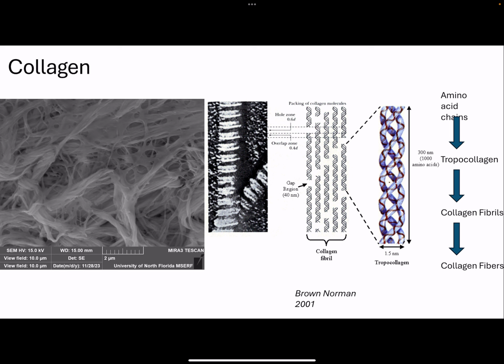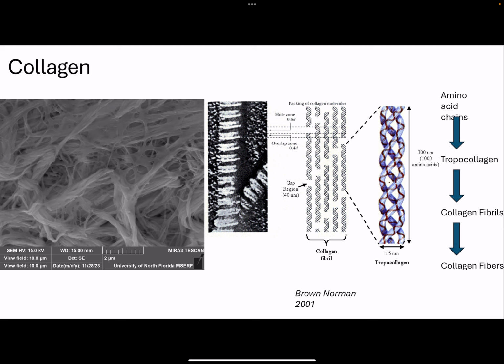Now, when collagen fibrils are made, they're about 100 nanometers in diameter. And the way that tropocollagen stacks together in these fibrils, they form a little gap between the C and N terminus of these collagen molecules. And the gap there is consistent across collagen. It's almost always about 40 nanometers.